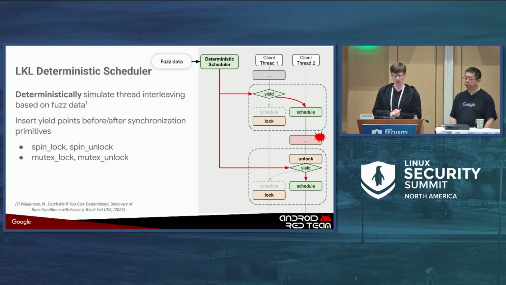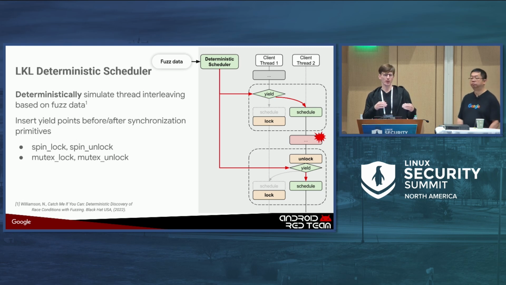So basically, we modified the scheduler to implement a deterministic scheduler, meaning that it's seeded with a random value. And once it's seeded with a random value and the same fuzz input is provided to the fuzzer, it will schedule threads in the kernel exactly the same deterministic way every time. So basically, the thread interleaving will be the same.